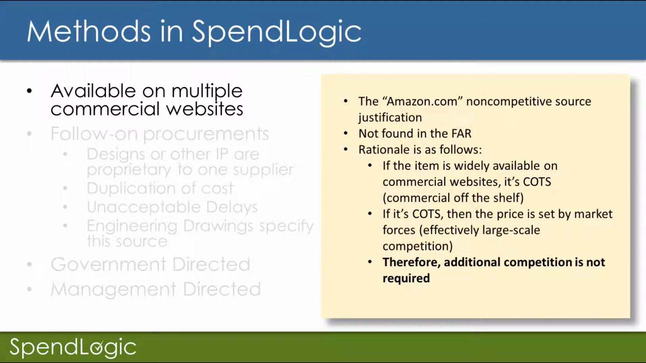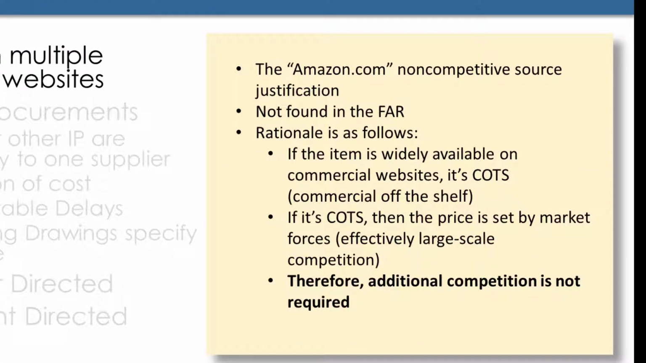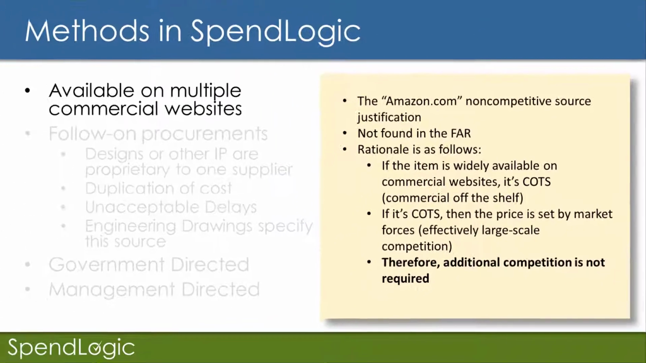The first method is available on commercial websites. This is the Amazon.com source justification. This isn't specifically cited in the FAR, but the idea is that the item qualifies as a COTS, or commercial off-the-shelf item. COTS items are priced based on market factors, which are effectively competitions conducted on a very large scale.